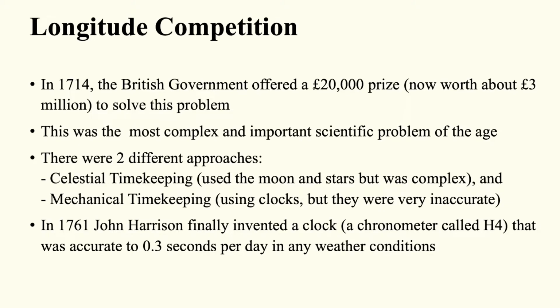There were two approaches to this. One, celestial timekeeping, used measurements of the moon and reference stars, but was highly complex. The other, mechanical timekeeping, used clocks, but they were very inaccurate. It was only in 1761, almost 50 years after the competition was launched, that John Harrison finally invented a clock, a chronometer called H4, that was accurate to 0.3 seconds per day in any weather conditions.